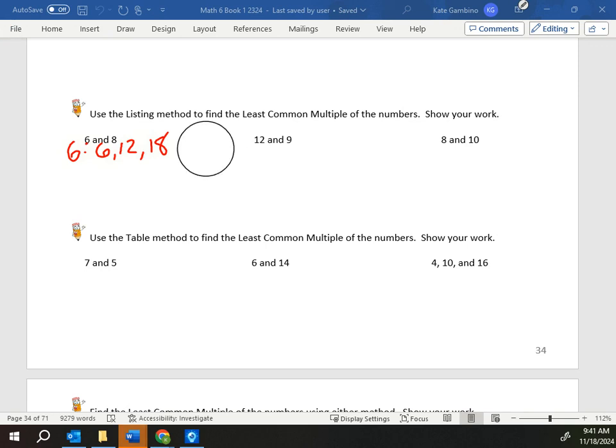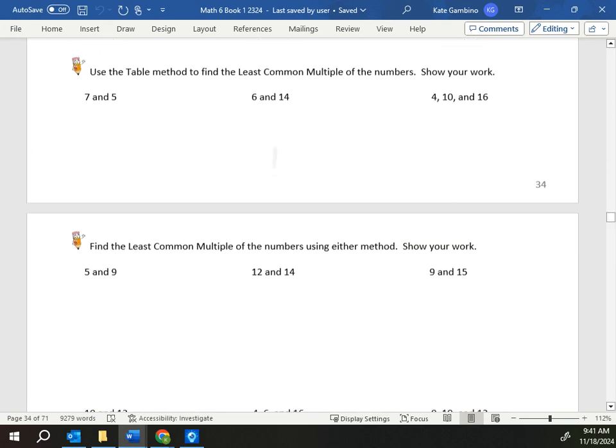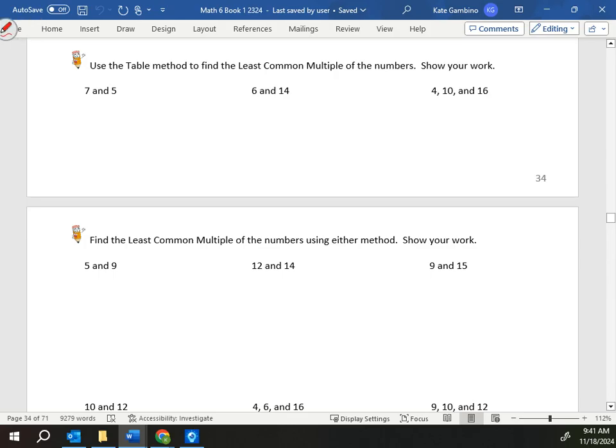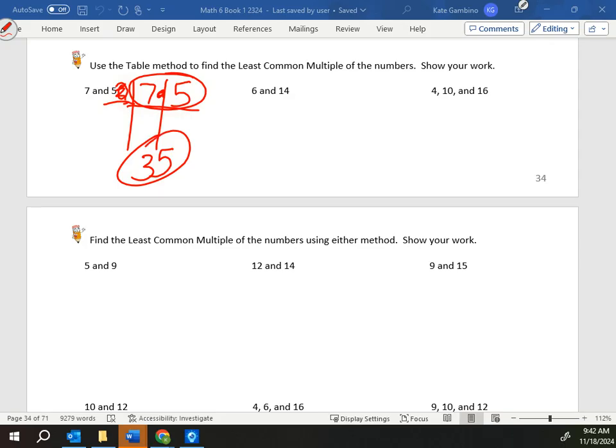You can also do the table method. So if we have 7 and 5, I can't pull anything out of 7 and 5, so I am just doing the bottom that I multiply together. That least common multiple is going to be 35. If I look at 6 and 14, I can pull a 2 out. 6 divided by 2 is 3. 14 divided by 2 is 7. I cannot pull anything else out.